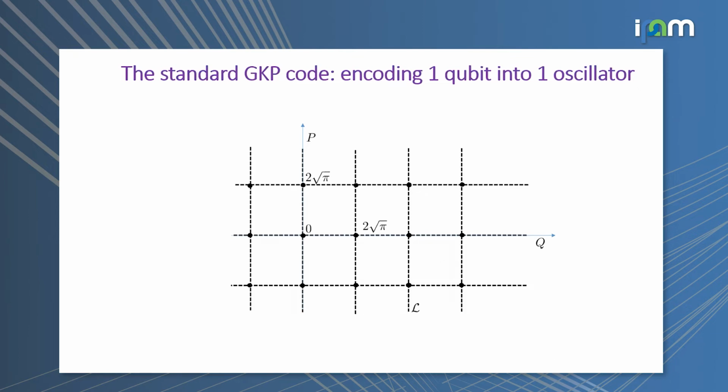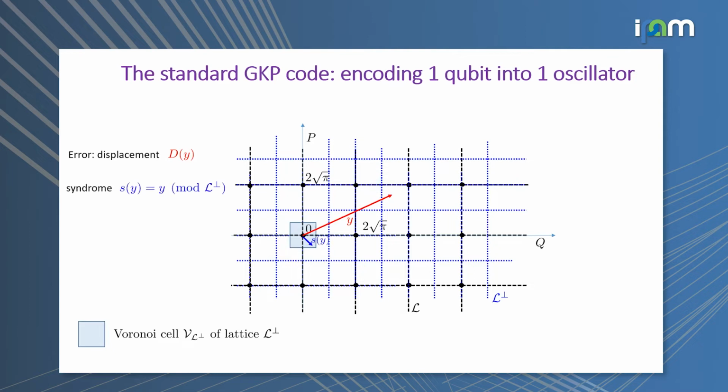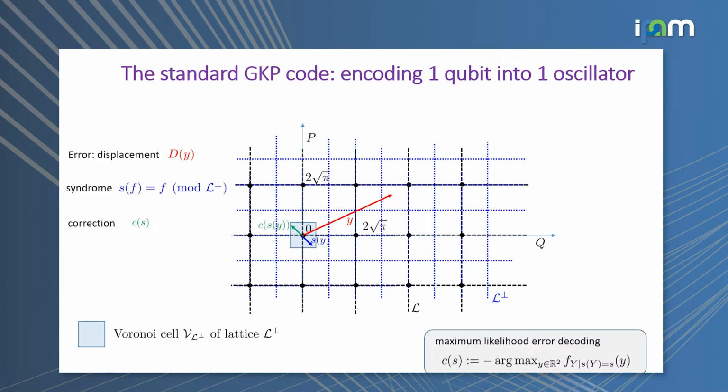And let me now also illustrate this. So here we have the lattice, the dual lattice, the Voronoi cell of the dual lattice. Let's assume we have an error vector, a displacement by some vector y. Then when you measure the syndrome, basically what you get is this vector here. So this is the modulo dual lattice reduced vector. And given this vector, you can now ask what is the most likely error given the syndrome. If you assume a centered Gaussian distribution, then the most likely error consistent with this syndrome is just given by this vector. So if you take minus that vector, that gives you the correction operation.